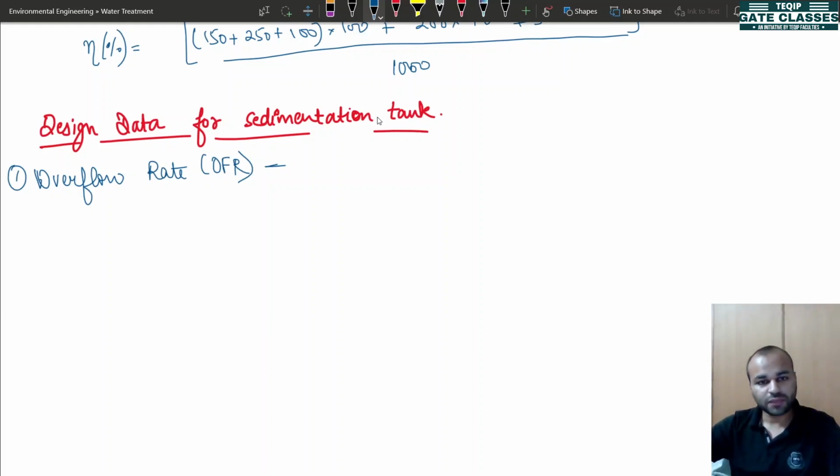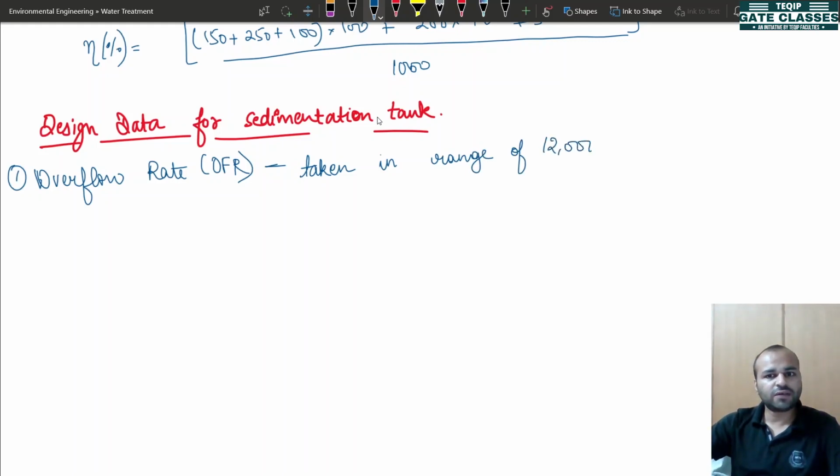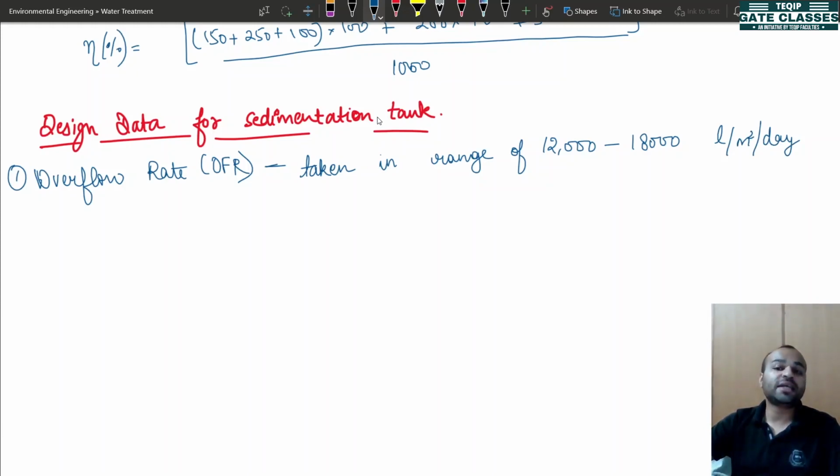Okay. Now this value of OFR is taken in a range of 12,000 to 18,000 liter per meter square per day. This is the amount of volume per unit area per day. In one day, how much can it take? And this value is for your plain sedimentation tanks.